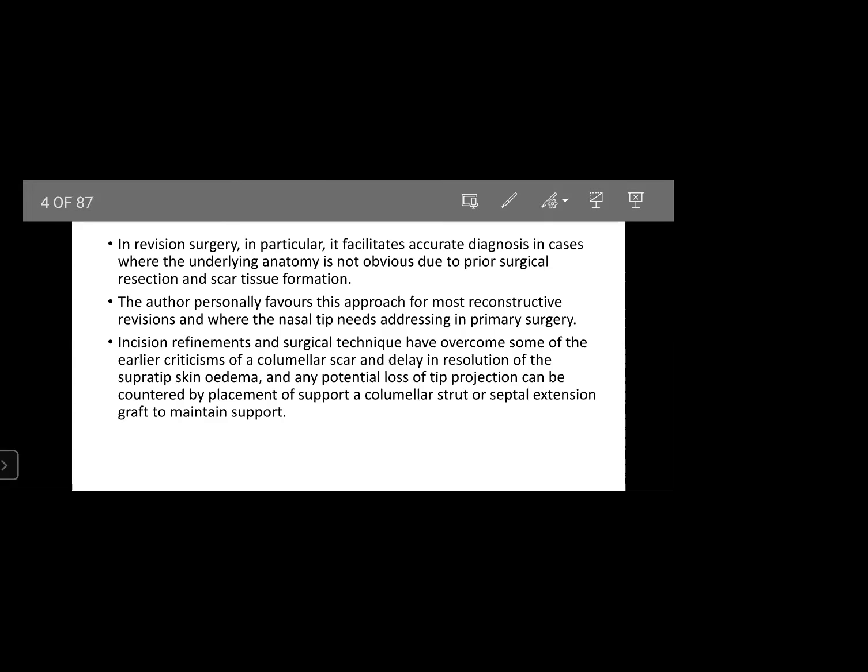And this external approach is favored by this author, wherein the tip of the nose also needs addressing in the primary surgery. You can refine the incisions, and the surgical technique has overcome some of the earlier criticisms of columnar scar and delay in resolution of the supratip skin edema. So you can have refinements of the incisions according to the need, and loss of supratip projection can be countered by placement of a columnar strut.